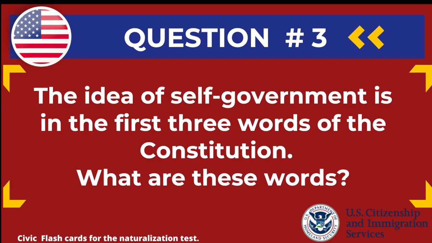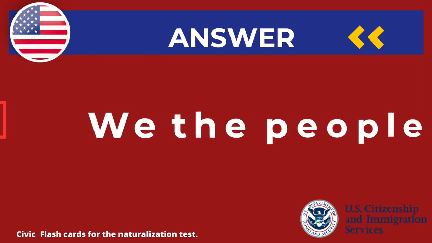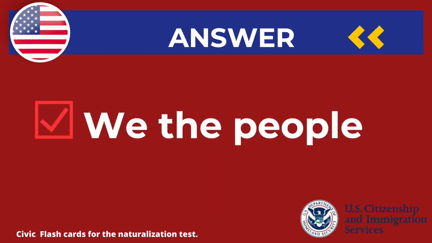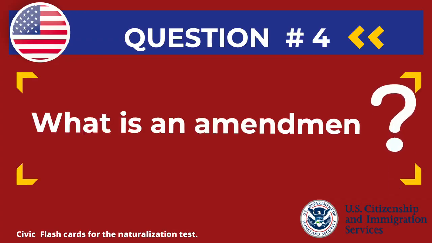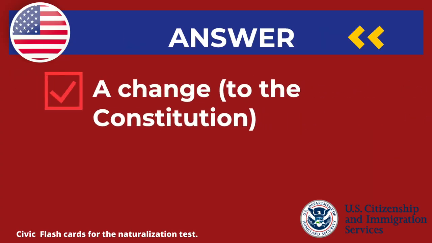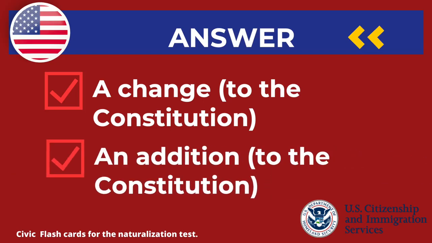The idea of self-government is in the first 3 words of the Constitution. What are these words? We the people. What is an amendment? A change to the Constitution. An addition to the Constitution.